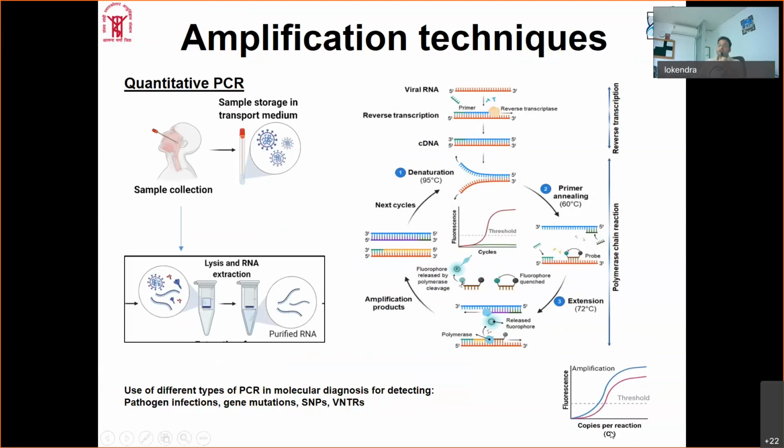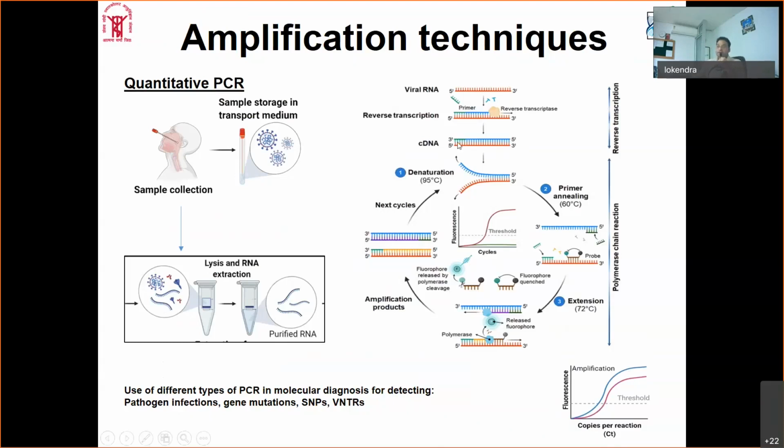So the CT value again reflects copies per reaction, or maybe the CT value reflects the threshold number of the copies present, which actually tells you how many copies are present. So if the CT value is less, then more copies are present. If the CT value is higher, then fewer copies will be reflected.